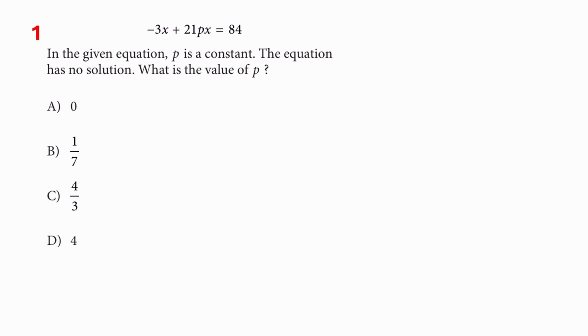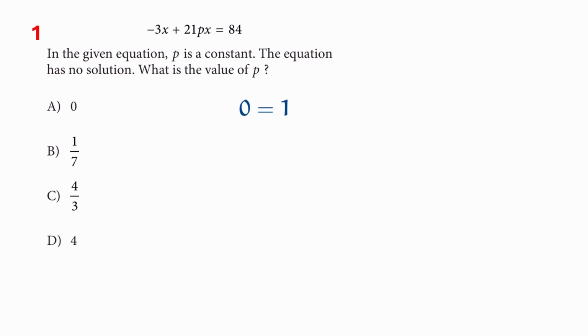We have the equation -3x + 21px = 84, where p is a constant. The equation has no solution. So, what's the value of p? In this equation, if there's no solution, it must lead to a contradiction like 0 equals 1 or something like this.